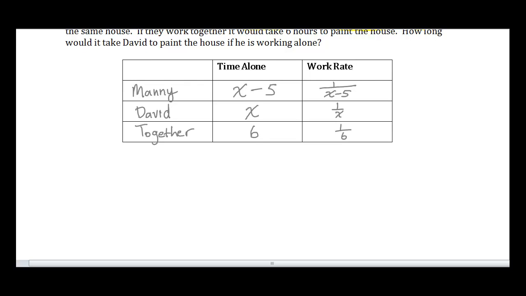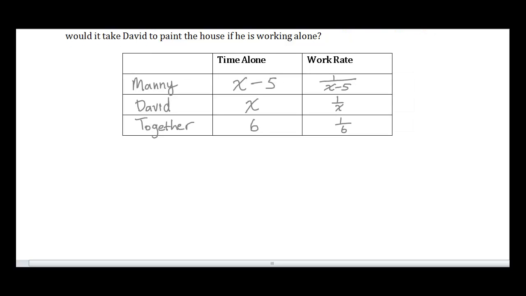But now that I have this information, in order for me to solve this problem, I can set up my equation by looking at their work rates for their individual times. So that'd be 1 over x minus 5, plus 1 over x. If I add the two individuals, it should equal the together, all right?